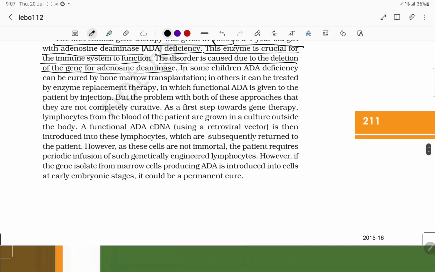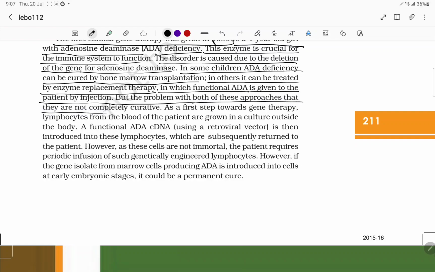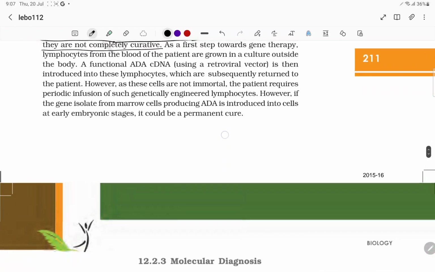In some children, adenosine deaminase deficiency can be cured by bone marrow transplantation. In others, it can be treated by enzyme replacement therapy, in which functional ADA is given to the patient by injection. So through injection, we are able to give the functional adenosine deaminase, but we have to give it on a regular basis. But the problem with both of these approaches is that they are not completely curative.